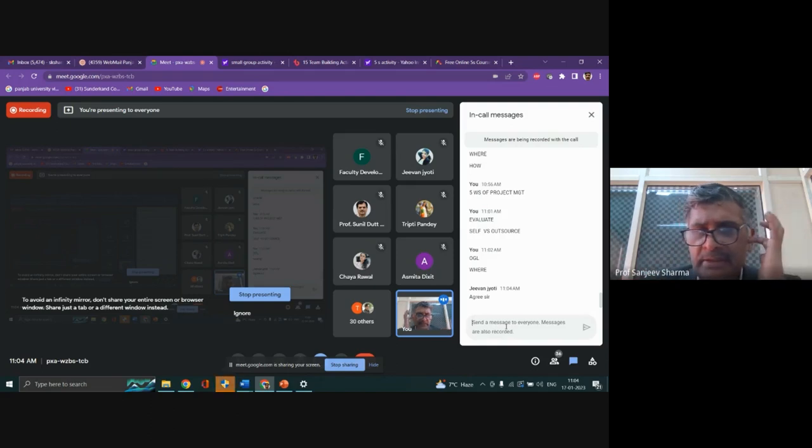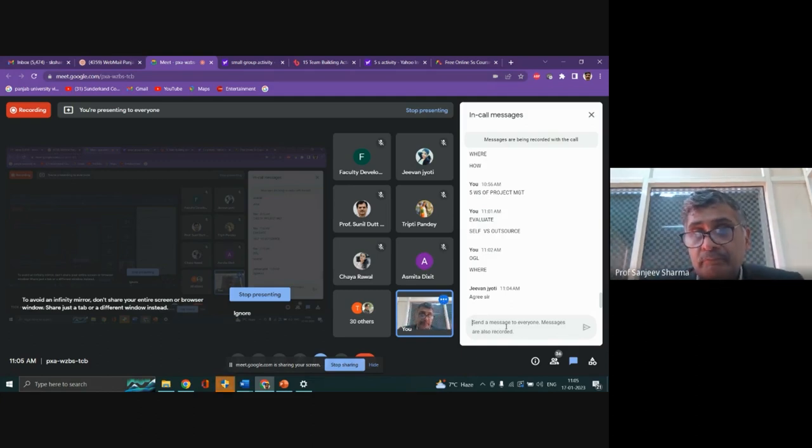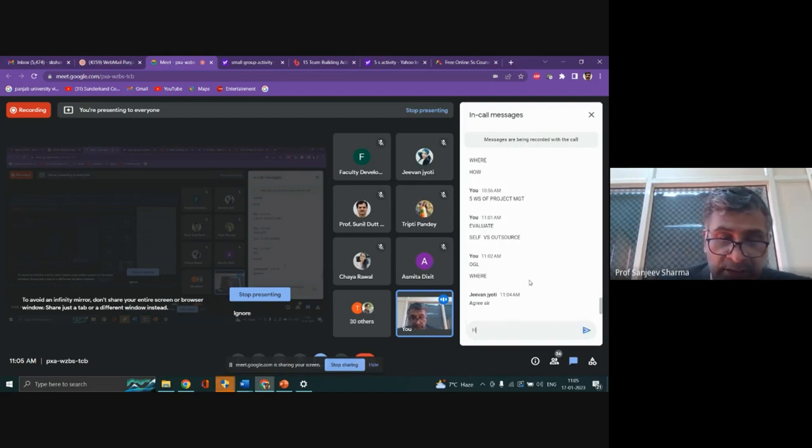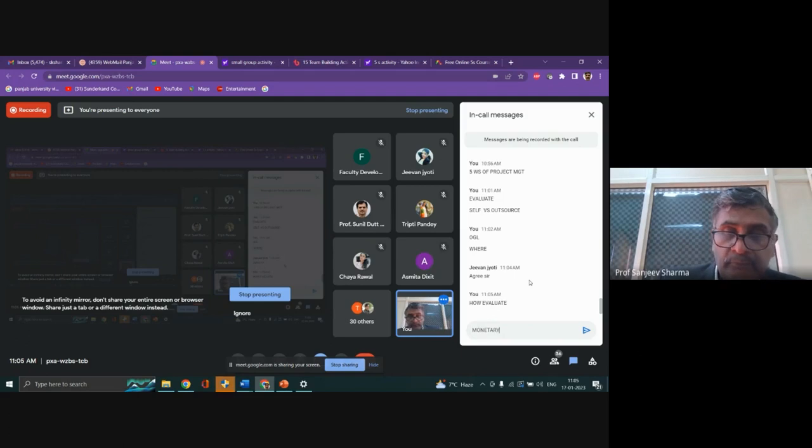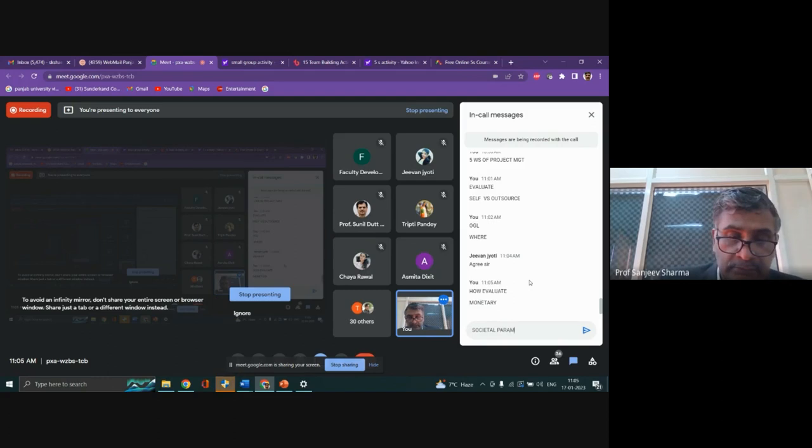Same problem is the burning of the stubble. All of us agree that it's not good. But what are the options available to a farmer as on date? We need to evaluate it. And the last question is, how are we going to evaluate? Will we use certain monetary tools? Or will we use certain societal parameters?